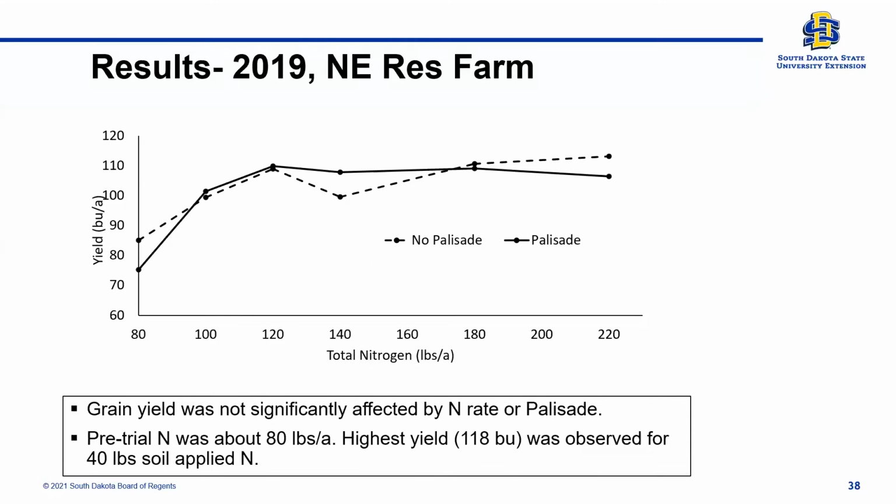So in 2019, Northeast Farm again, we had some effect of nitrogen there. After about this point, we didn't gain much to justify that added N.